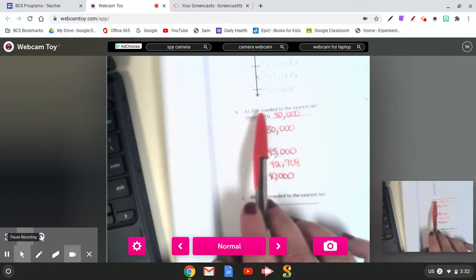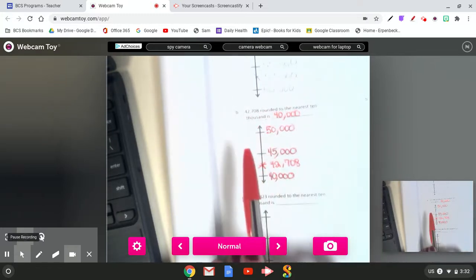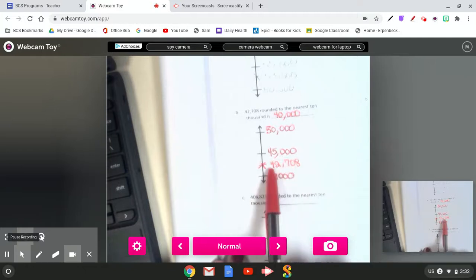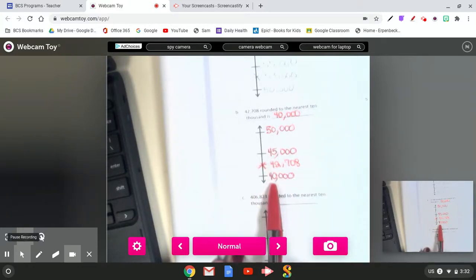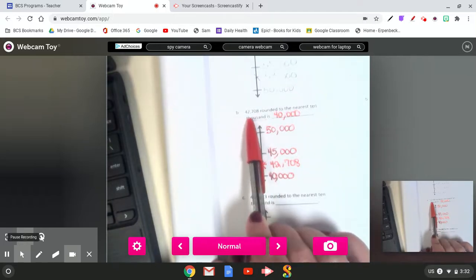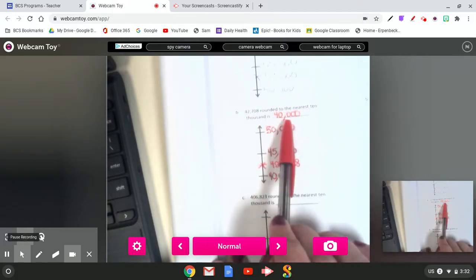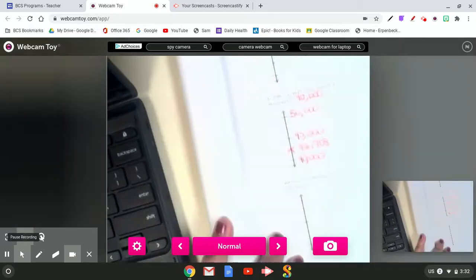And then we placed our 42,708 on the number line. We see that it falls below the midline, therefore it is closer to 40,000. So 42,708 rounded to the nearest 10,000 is 40,000. I hope that you were successful in that problem.